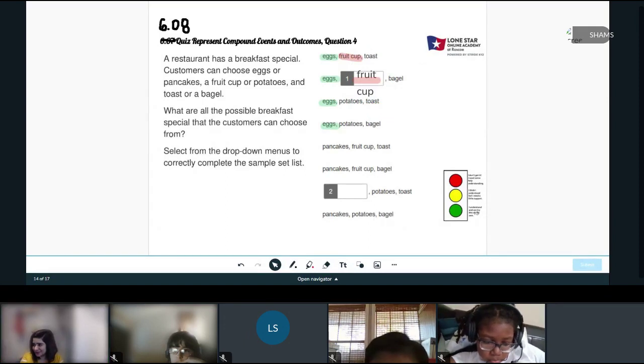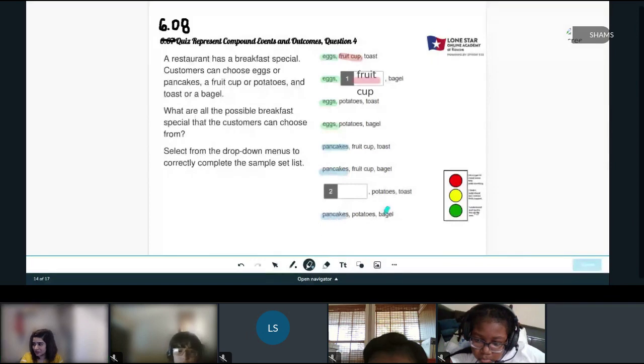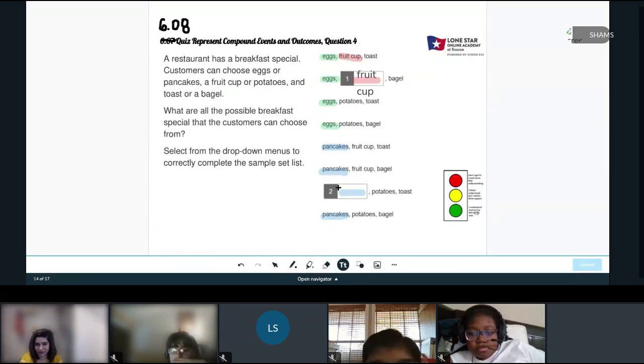Number 2. Christine dislikes... Then we have pancakes, fruit cup, toast, pancakes, fruit cup, bagel. We then talk about pancakes, potatoes, bagels. What should go in this blank? See? Very good, Joycelyn. Lily, what did you get? Lena, what did you get? Xavier? Pancakes. There you go. Pancakes was missing. That was the first one, leading name on the line, pancakes.